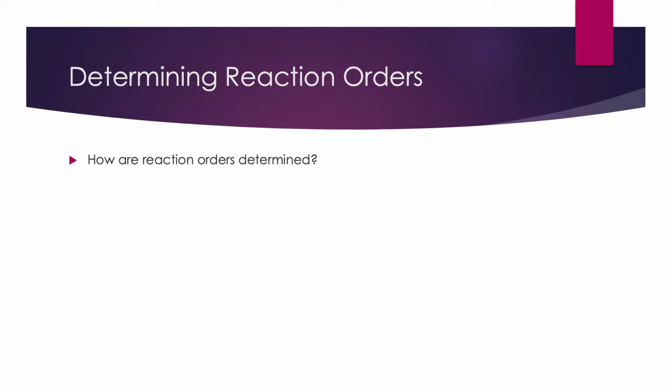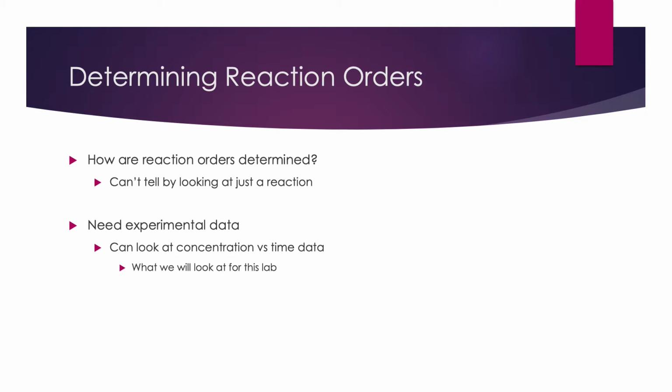All right, now for these reaction orders, how do we figure out if a particular reactant is going to be 0th, 1st, or 2nd order for a particular reaction? Unfortunately, we can't just look at a reaction and immediately know this information. In fact, it doesn't even match the stoichiometry of the reaction. We have to look at experimental data to really figure this out. And so we have two common ways that this is typically done. The first, and the way that we're going to look at things in lab this week, is that we're going to be looking at concentration versus time data.